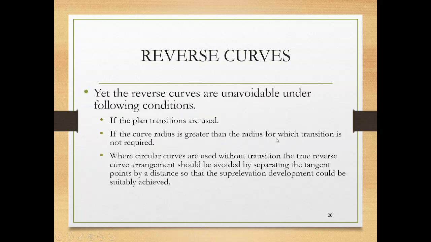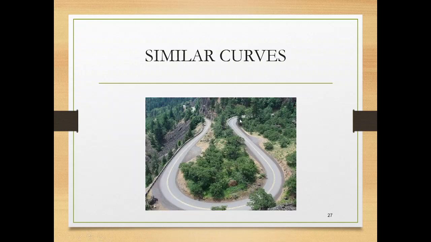So, yet the reverse curves are unavoidable under following conditions. What are they? If the planned transitions are used, if the curve radius is greater than the radius for which transition is not required, where circular curves are used without transition, the true reverse curve arrangement should be avoided by separating the tangent points by a distance so that a superelevation development could be suitably achieved. Okay, so that means just don't have a common tangent point, instead have a straight in between to give the superelevation runoff.